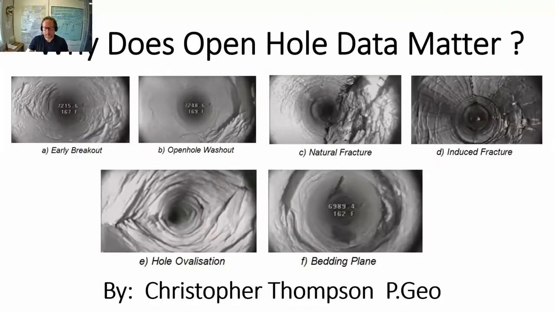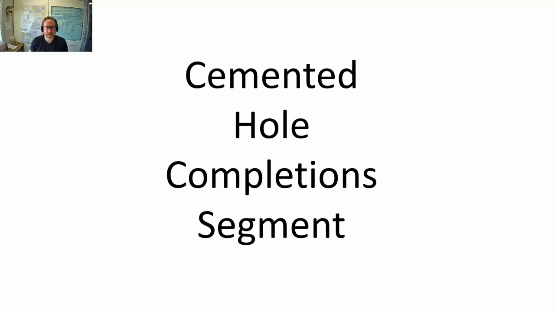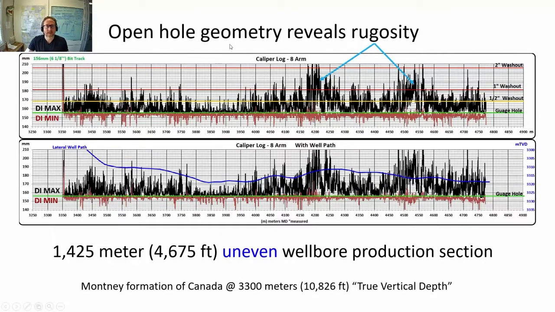This is why open hole data matters. In fact, there's a 6-pack right there for you. So let's look at a cemented hole completion segment. First and foremost, open hole geometry. When we look at caliper data, it shows us the rugosity of the borehole.